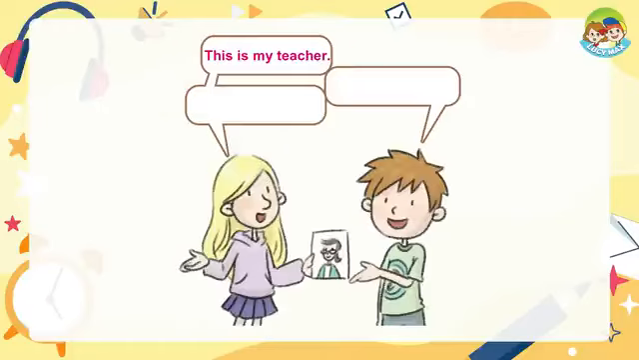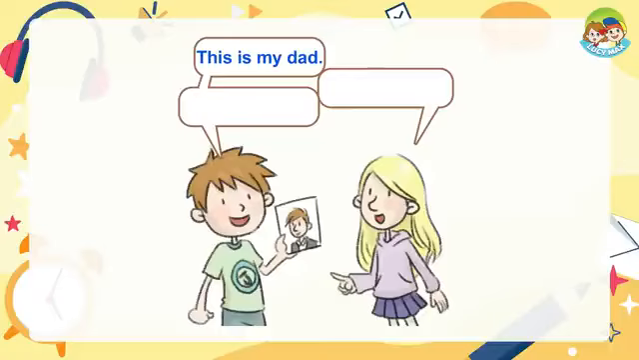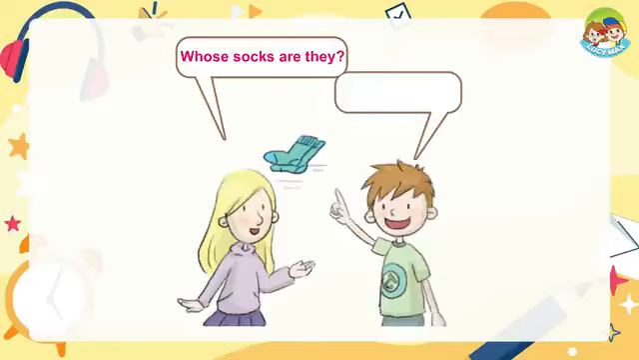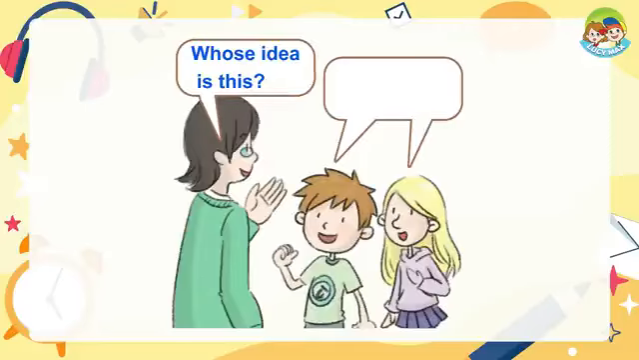This is my teacher. What is her name? Her name is Barbara. This is my dad. What is his name? His name is James. Whose socks are they? They are Dave's. Whose idea is this? It's our idea.